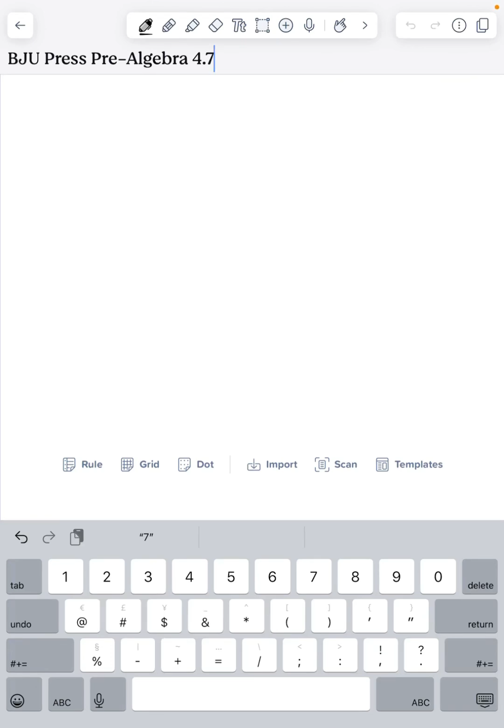Hi, today we're going to do BJU Press Pre-Algebra section 4.7. It's titled The Real Number System, and the homework begins on page 208 of the book. Okay, so numbers 1 through 20.